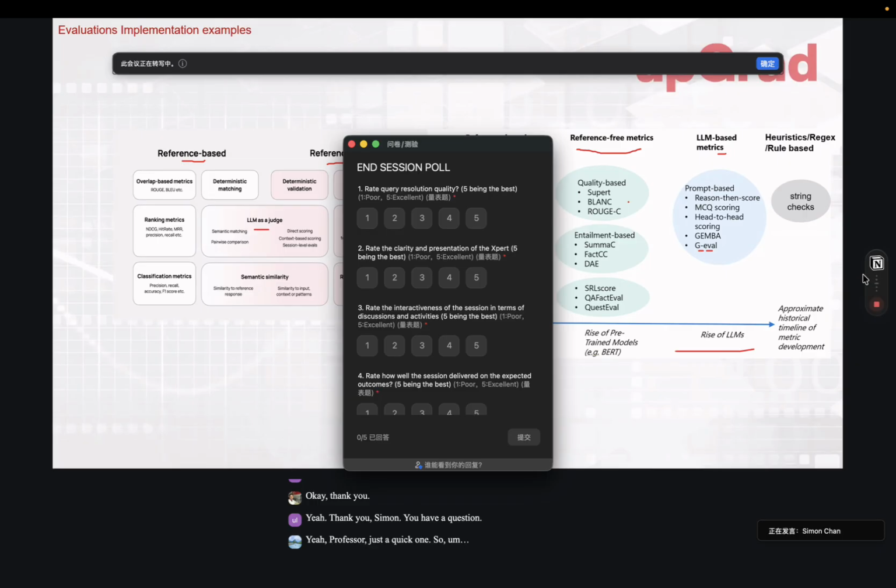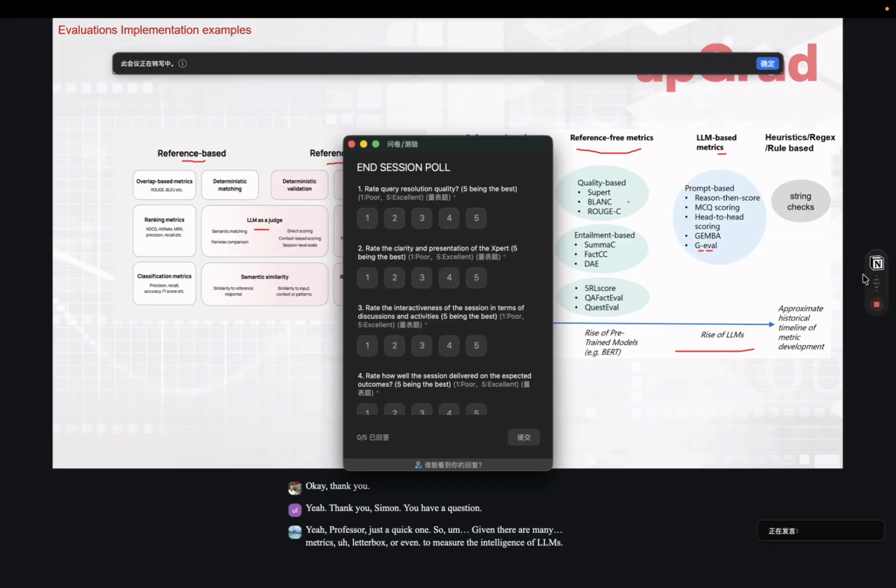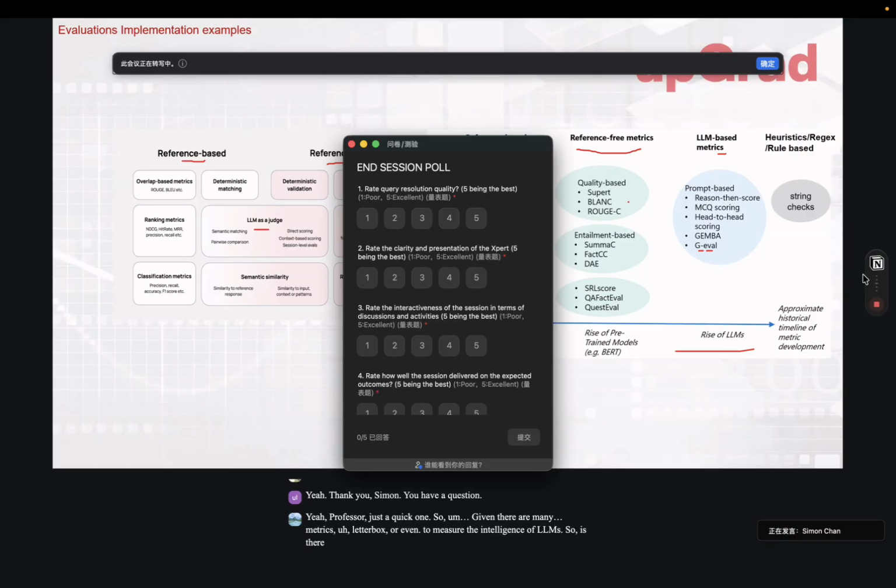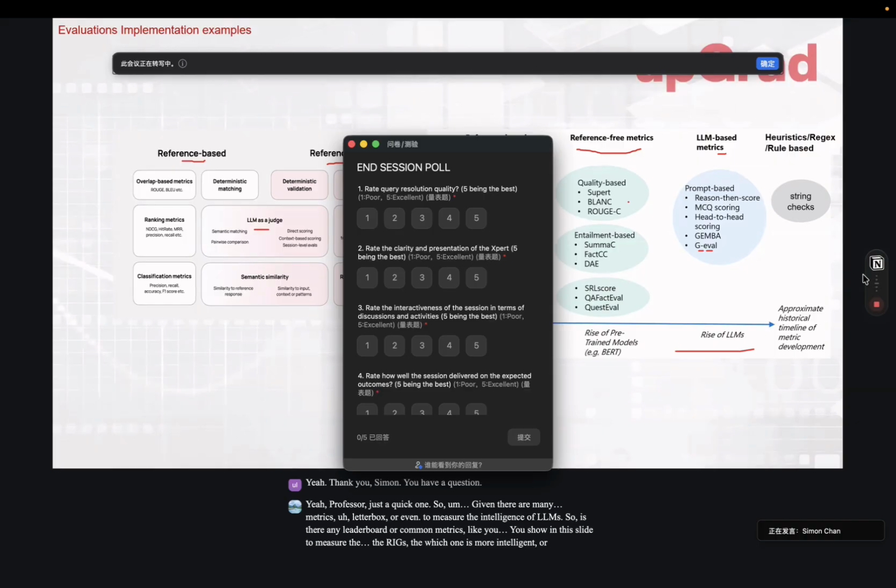Given there are many metrics and leaderboards to measure the intelligence of LLMs, is there any leaderboard or common metrics, like you show in this slide, to measure RAGs, which one is more intelligent, or the most common RAGs now, as it is evolving?